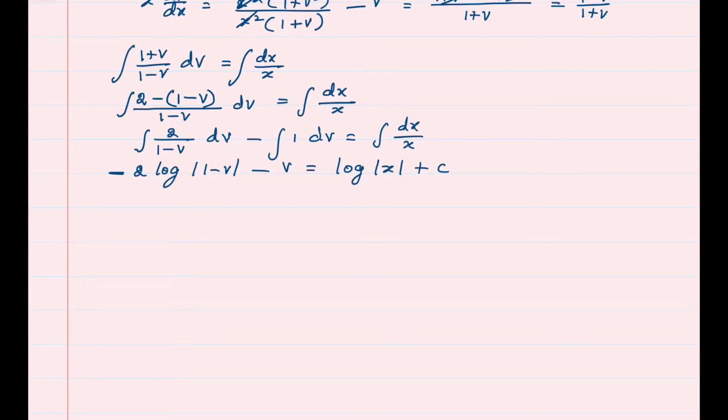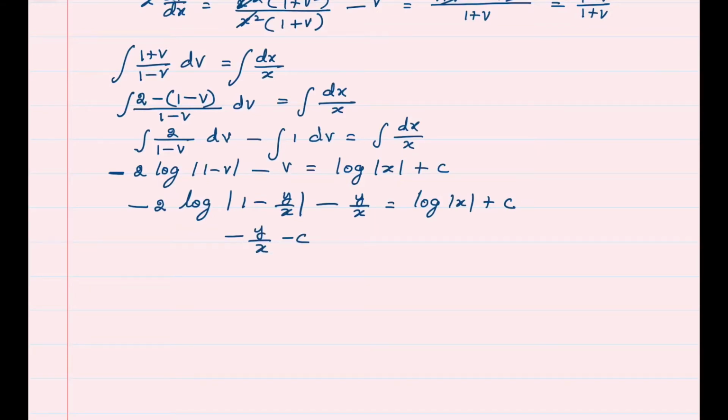We will substitute for v, which is y divided by x, minus 2 log of absolute value of 1 minus y divided by x minus y divided by x equal to log of absolute value of x plus c. Minus y by x minus c is equal to log of x plus 2 times log of, taking LCM x, x minus y upon x.